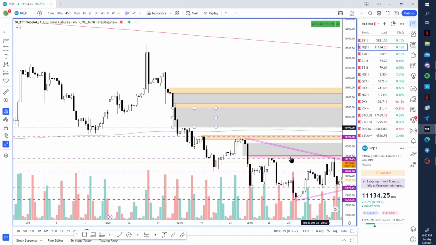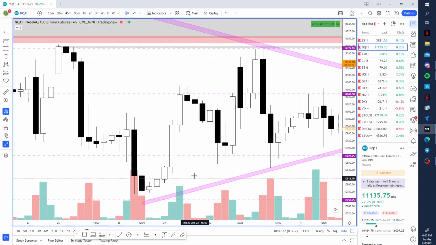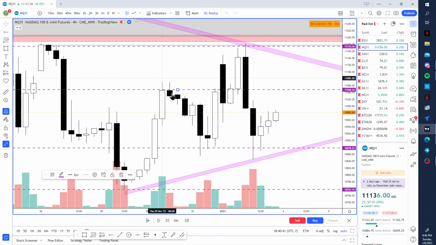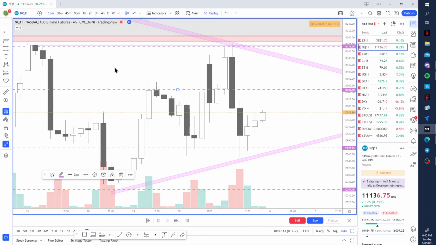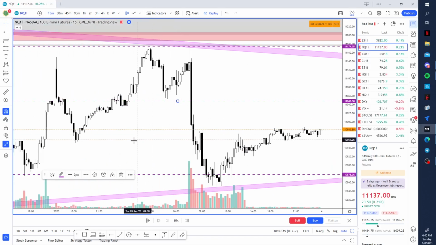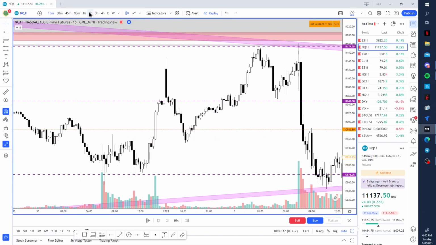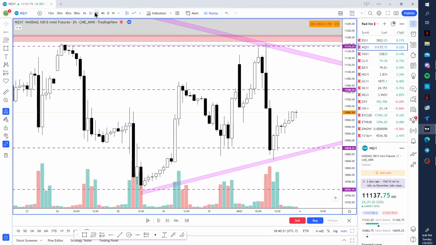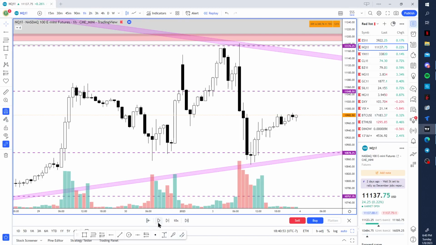It was this guy right here. So we had, and see, we kind of had this shitty, I think it was a 1 hour. Yeah, we had this little shitty 1 hour that didn't break the market structure.